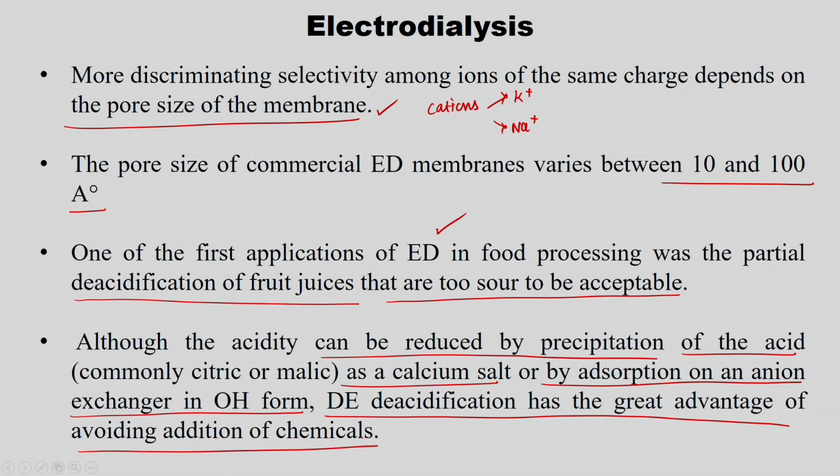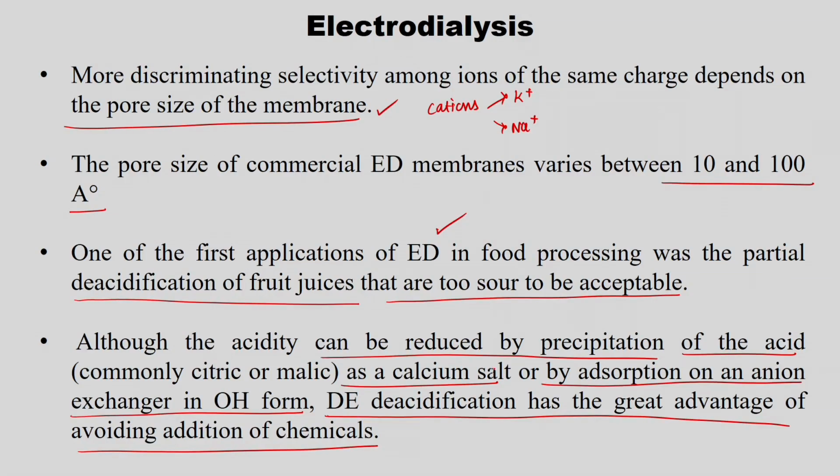So, the thing is, earlier, before applying ED, deacidification in industries was done by one of these mechanisms: precipitation of the acid using calcium salt, or adsorption on an anionic exchanger in the OH form. Both ways can deacidify, but ED deacidification still has the greater advantage because we are not adding any chemicals here. That is the way ED is advantageous compared to conventional precipitation of acid using calcium salt.